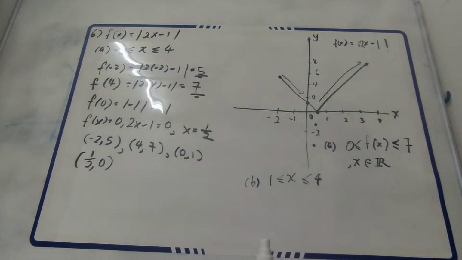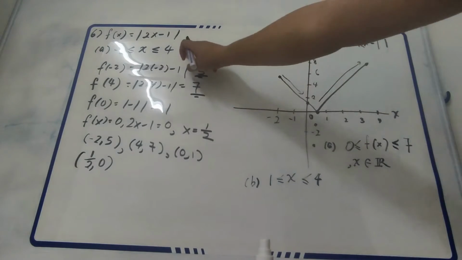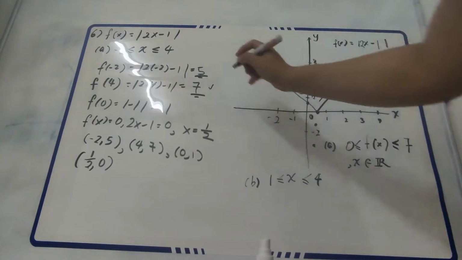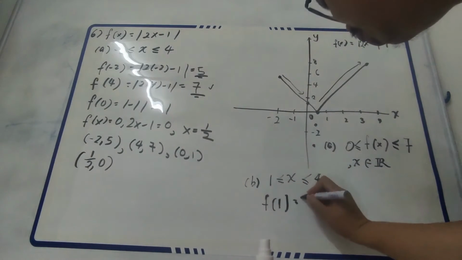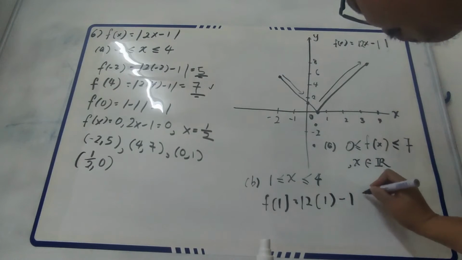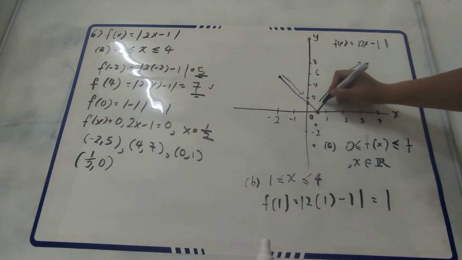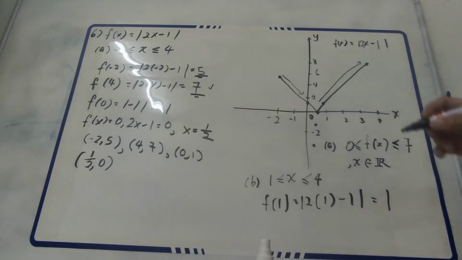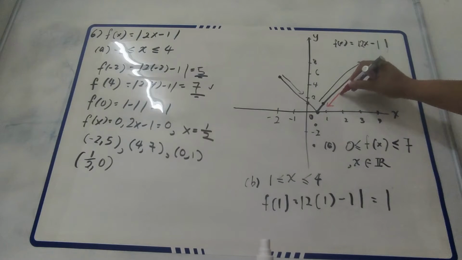When you're talking about 1, you substitute the 4 you have already, this one. When you're talking about 1, you substitute inside f(1) equals to 2 times 1 minus 1, so it's 1. So that means for question B, you have an extra point here, (1, 1). So for B, I use a red pen to represent. You only look at the range from here to here.